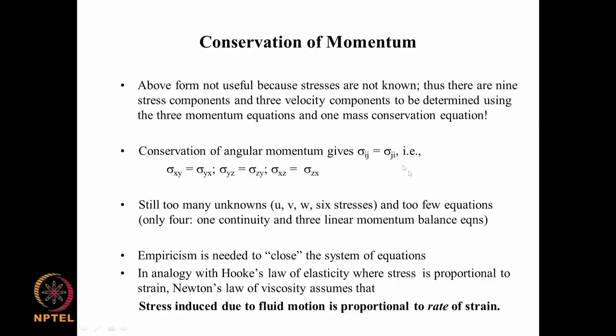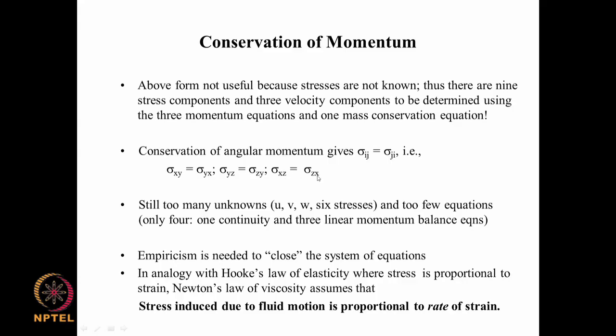You could do that, and if you apply it and go through it systematically, it gives you extra relations. It tells you that the stresses that we are considering here must be symmetric. So, that means that sigma ij must be equal to sigma ji. So, that means that sigma xy is equal to sigma yx, sigma yz is equal to sigma zy, and sigma xz equal to sigma zx.